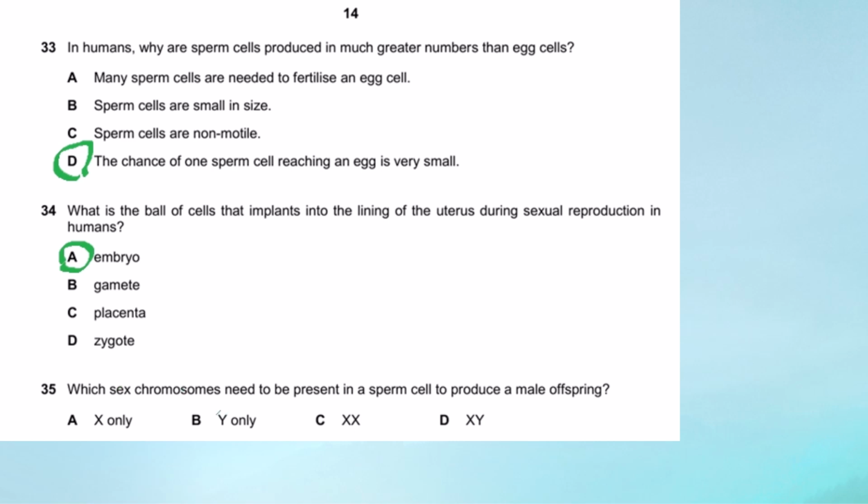Which sex chromosomes need to be present in a sperm cell to produce a male offspring? Here, remember, we get one chromosome from the sperm and one from the egg. So if we have one here in our sperm cell and one here in our egg, let's say this one is a Y and this one is an X, and we'll get a male. So the only one that needs to be present in a sperm cell to produce male offspring is just the Y, because then you can get the X from the egg.